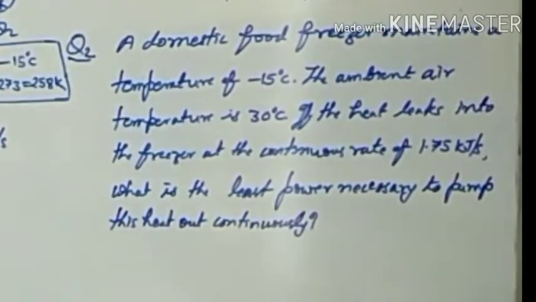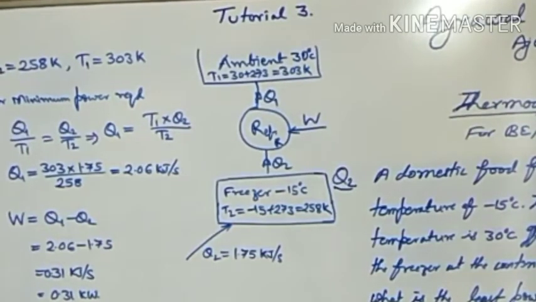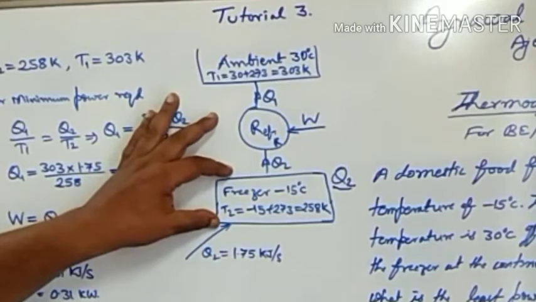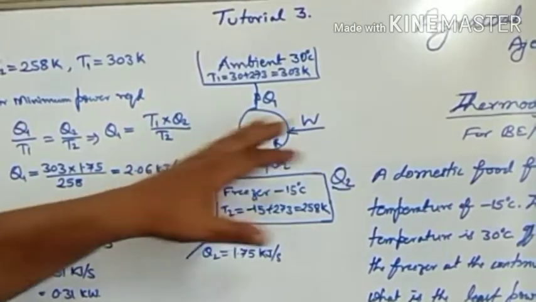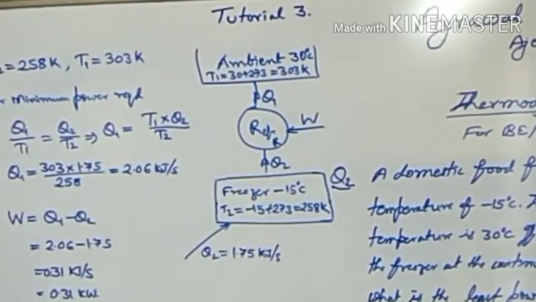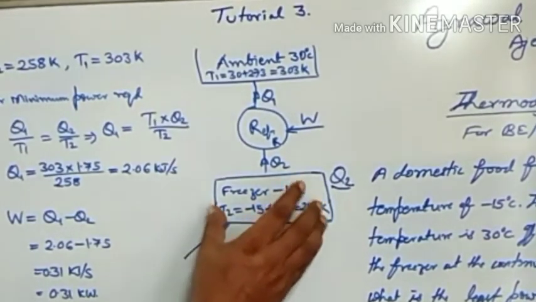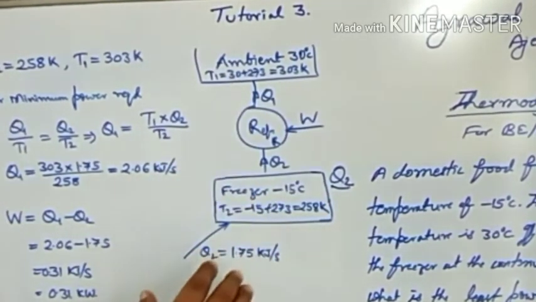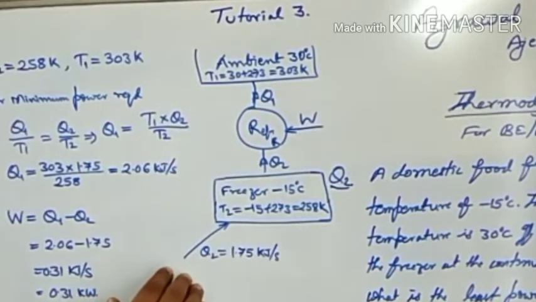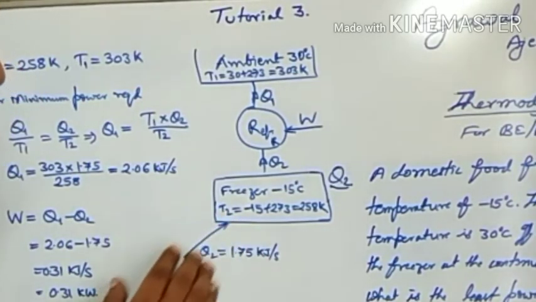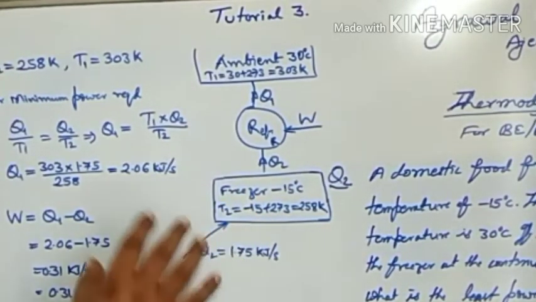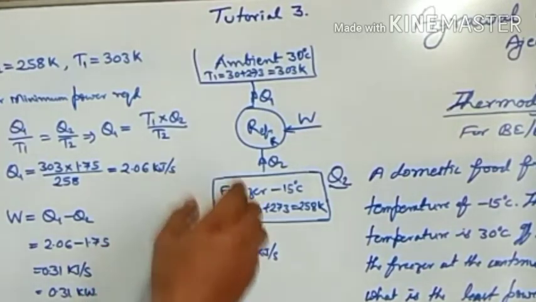So in this question, it is given a domestic food freezer is there, which is maintained at minus 15 degrees centigrade, and the atmospheric temperature is 30 degrees centigrade. Because the freezer temperature is lower than the atmospheric temperature, the heat is leaking into the freezer, because heat flows from high temperature to low temperature.